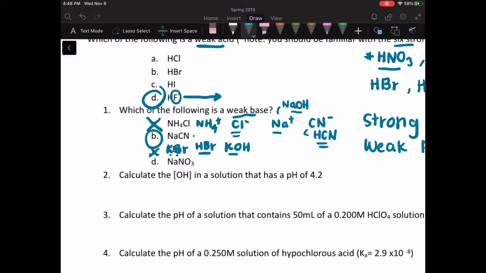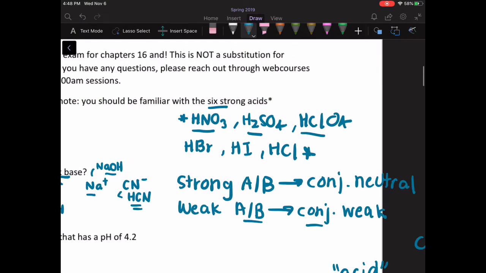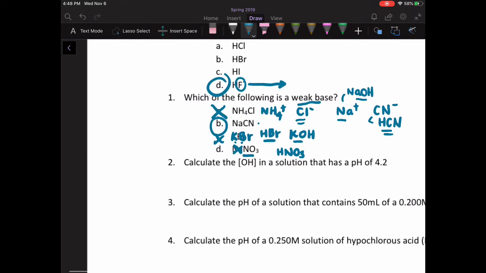All right, so X. And then for the last one, same thing as before, we already determined that sodium is something that's neutral. And if I look at this, this nitrate comes from HNO3, so nitric acid. And that's on my list of strong, so I know that nitrate has to be neutral, so I know that is also incorrect.